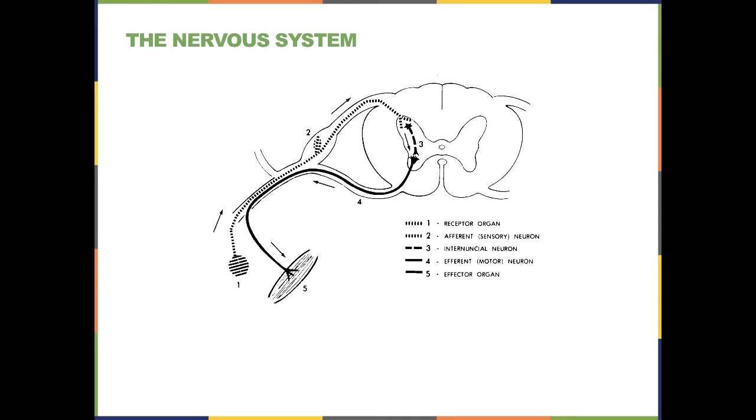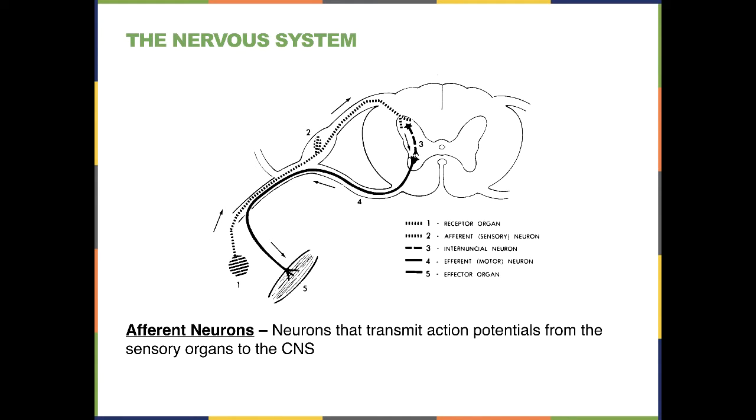Now, another way to look at the nervous system is the afferent versus the efferent parts of the nervous system. The afferent neurons are neurons that transmit action potentials from the sensory organs to the central nervous system. So they're shown here, number 1 here is the receptor organ or the sensory organ.